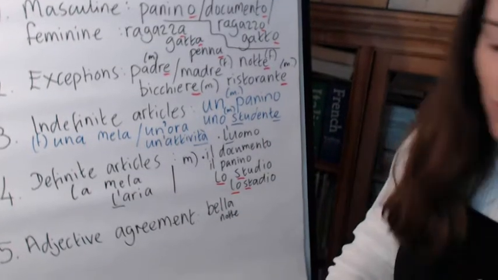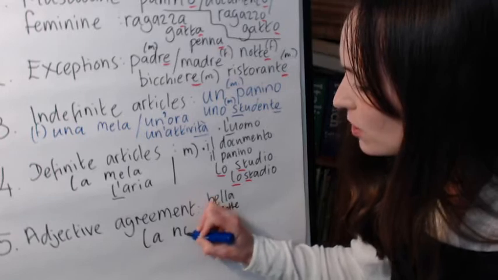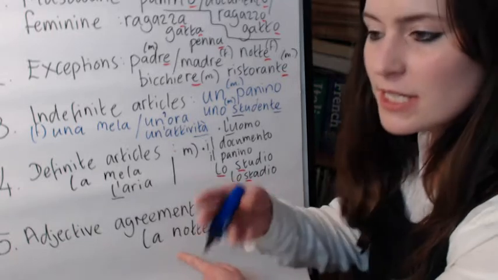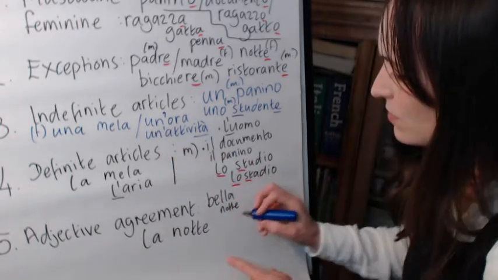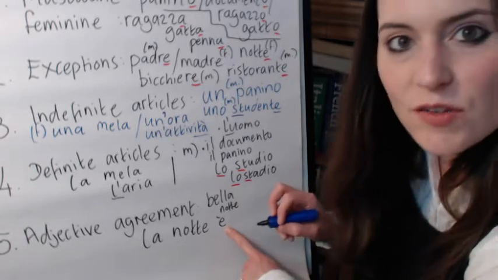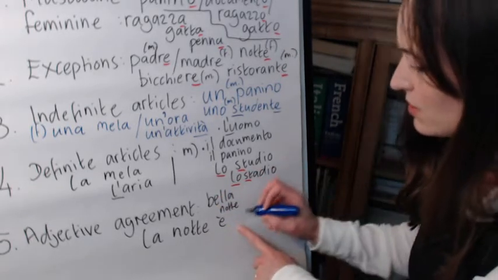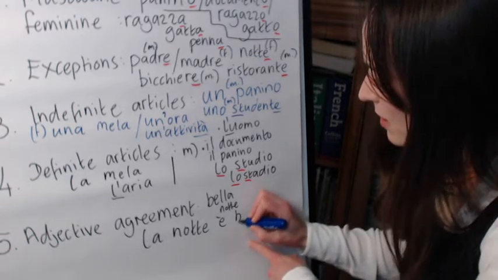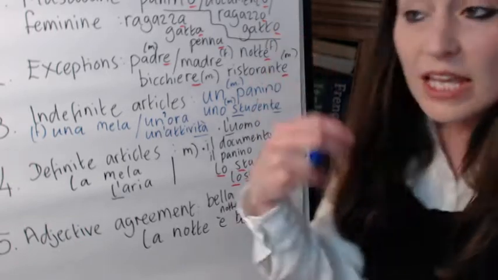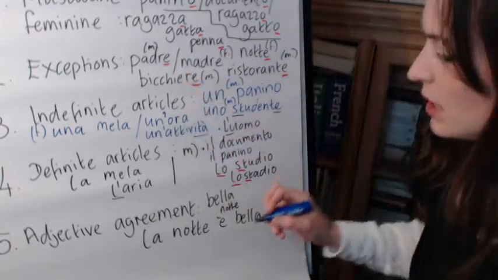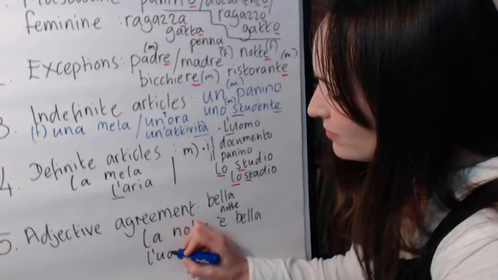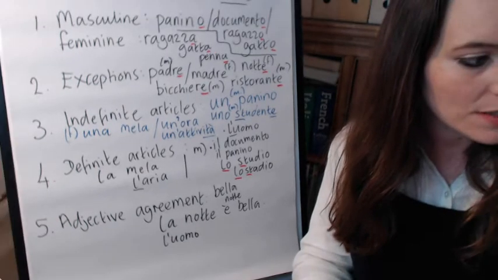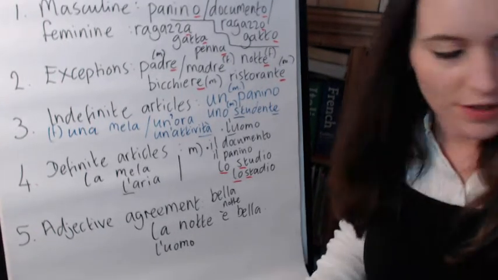Let's see. Just go down here. La notte, because we know notte is a feminine noun. La is the definite article that goes in front of it. È, that's just the verb essere, the third person, he, she, or it. So I want to say it's beautiful, it's lovely. Instead of bello, with an O at the end, I would say bella. If I wanted to say the man is handsome, I would use l'uomo, because uomo starts with a U, but it's a masculine noun, so I have to put L apostrophe in front of it.